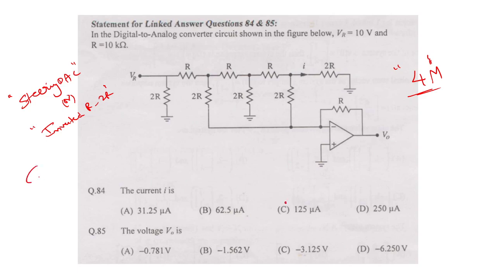See, this is called a current steering DAC. The reason is this. This one is a very interesting thing. If you take this op amp as ideal, then the virtual short concept is applicable. Then this is 0 volt. So you look at this: this is a physical ground, and this is a virtual ground.